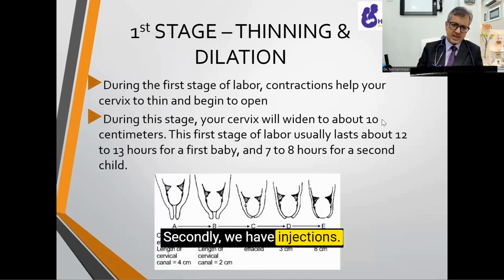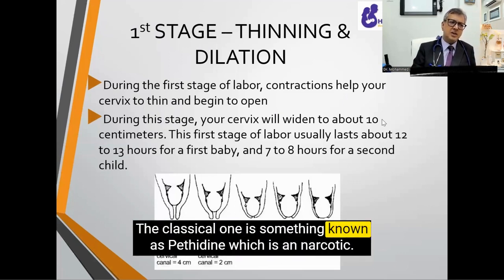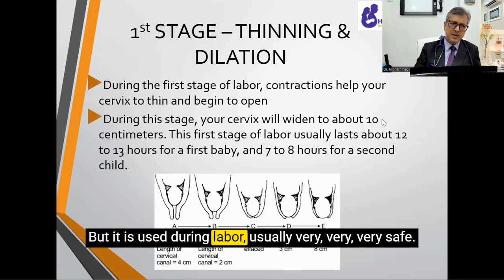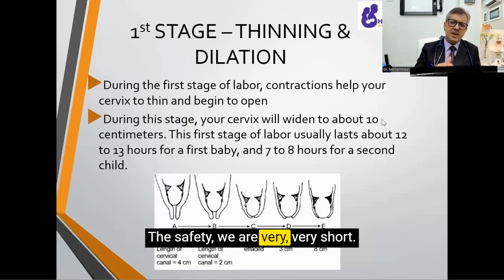Secondly, we have injections. We have many different kinds of injections. The classical one is something known as pethidine, which is a narcotic, but it is used during labor usually. Very, very safe. My mother had a pethidine injection when I was born, and I'm 55 years old. So this drug has been around for many, many years. The safety, we are very, very sure.